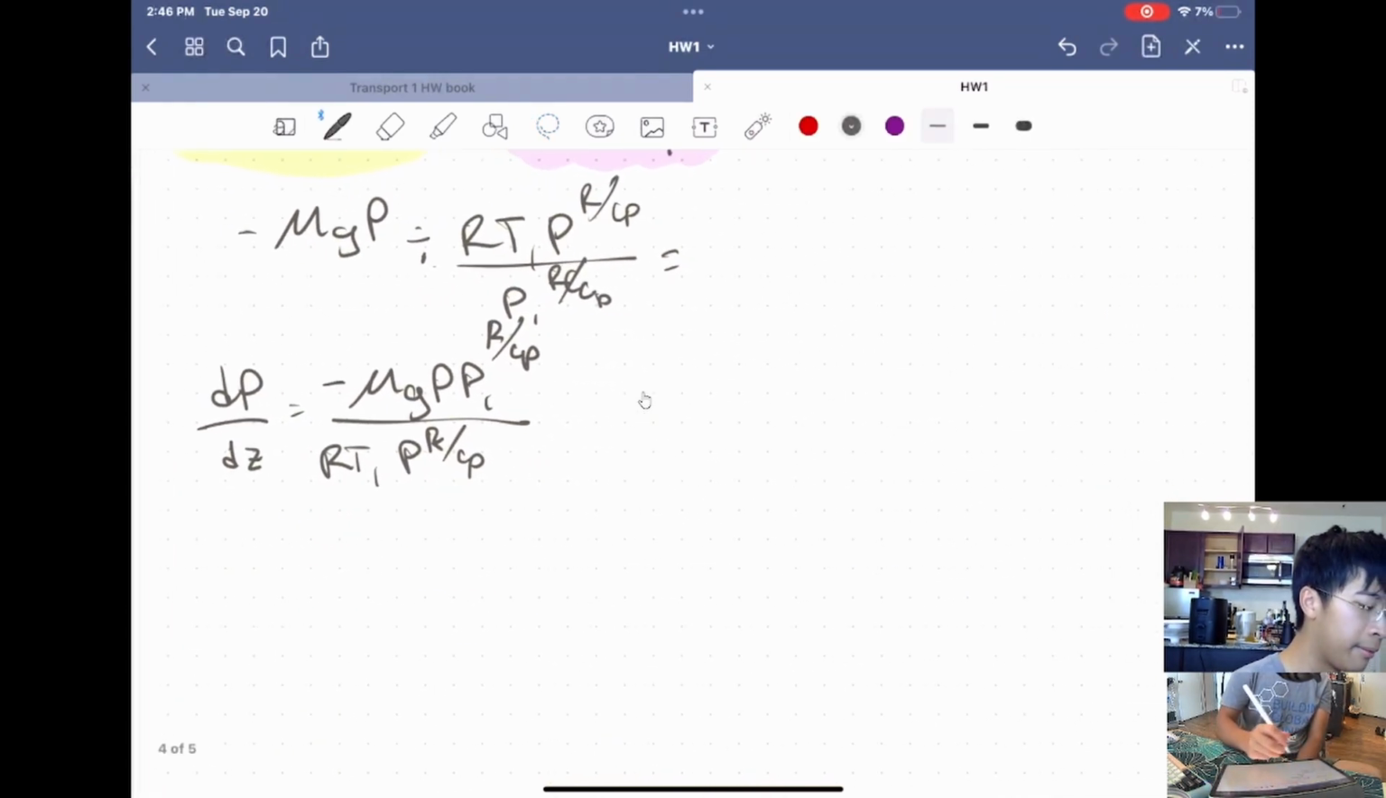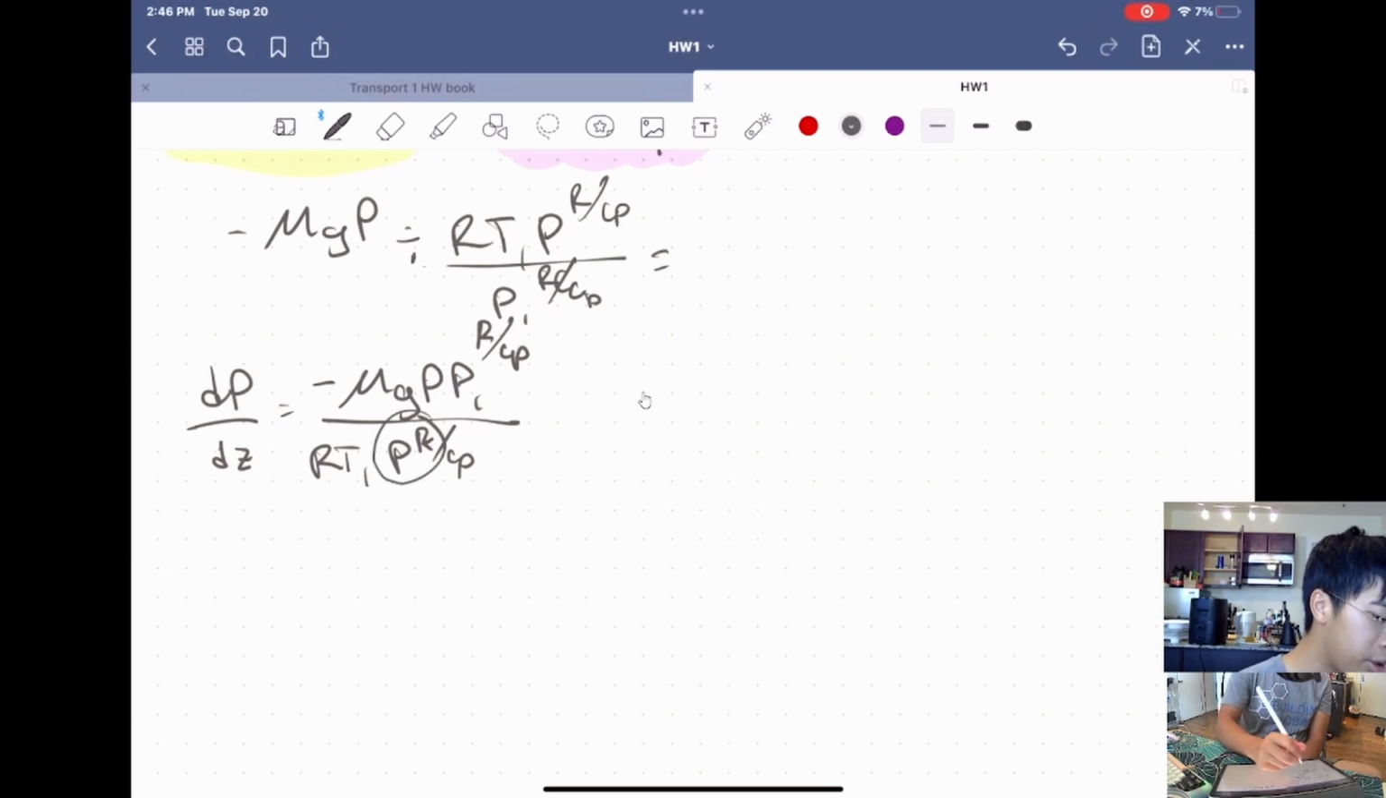So on the left hand side we'll have pressure. We gather up our pressure terms, and what you'll notice about it is that it's P to the R over Cp, divided by P. That in reality means that it's raised to the power of R over Cp minus 1, dP.